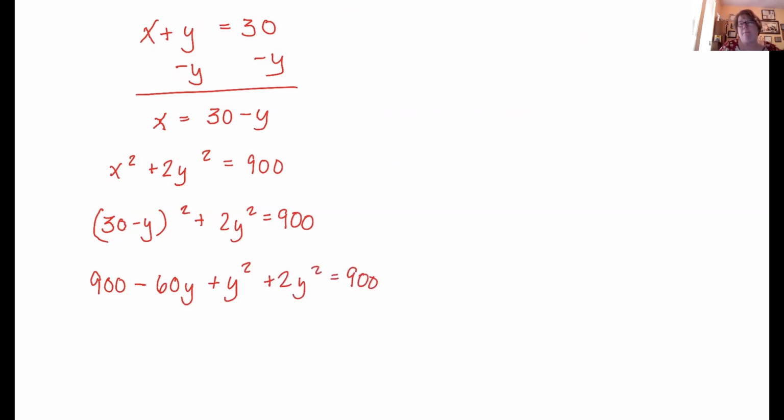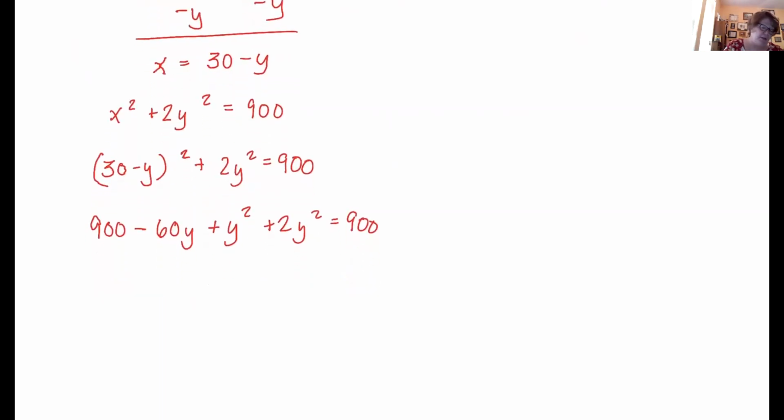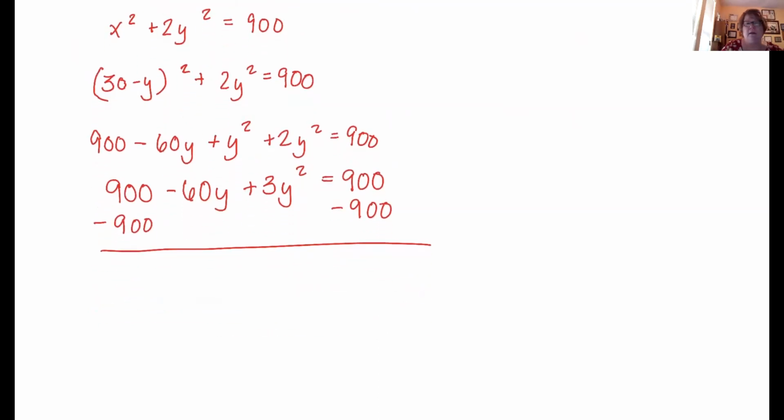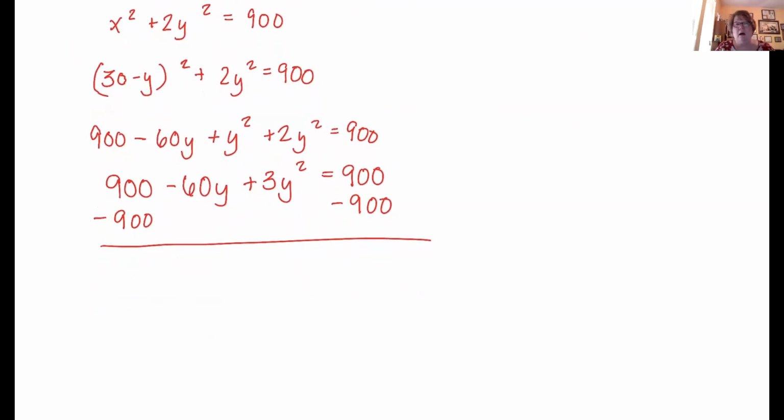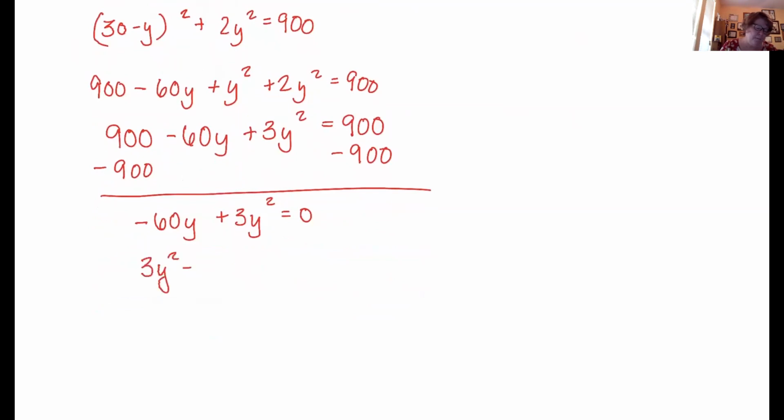So those first three terms are that binomial squared. Now this is quadratic, and I know it's quadratic because of the y squared. So I need to get everything on one side and 0 on the other, and then factor it. First I'm going to combine like terms on the left-hand side. Y squared plus 2y squared gives me 3y squared. I'm going to subtract 900 from both sides. This is very nice, because on the left-hand side the 900 subtracts off. So I'm left with negative 60y plus 3y squared equals 0. I'm going to rewrite that as 3y squared minus 60y equals 0.